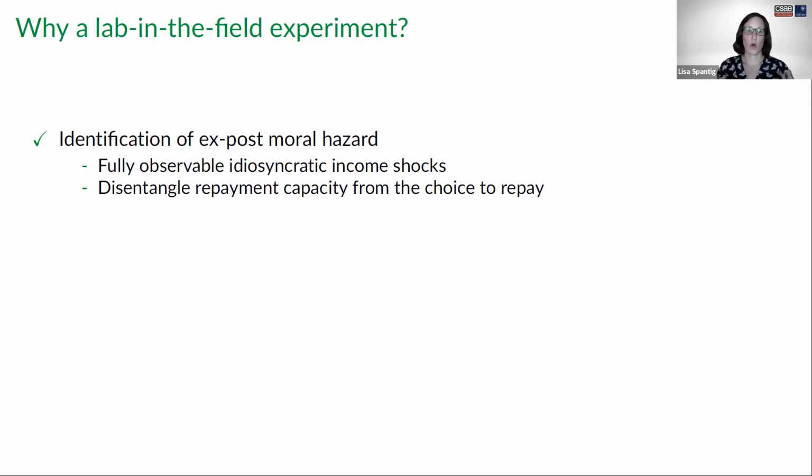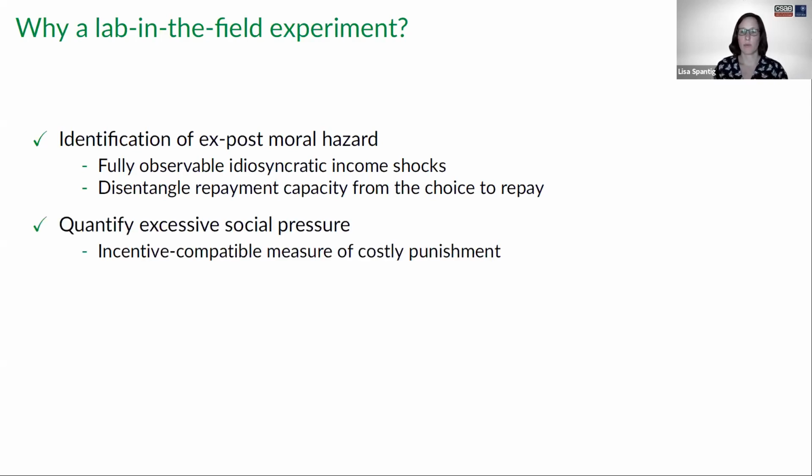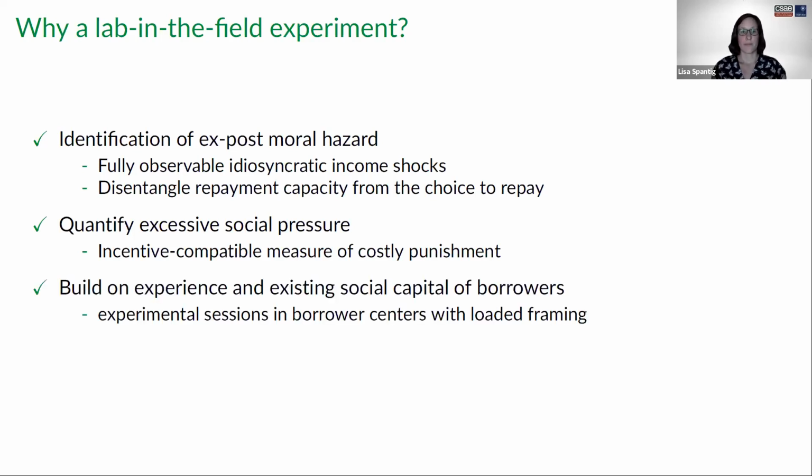The second nice feature of more control in a lab-style environment is that we will be able to quantify excessive social pressure. Here we borrow from the experimental lab literature using costly punishment. You might wonder, why do we go into the field, given that this is also implementable in the lab? Well, the last feature is that we will be building on the experience and the social capital of the participants. We will conduct the experiments in places where borrowers usually meet and repay their loans, and we will use a lot of microcredit framing and words related to the lending process to make it realistic for our participants.